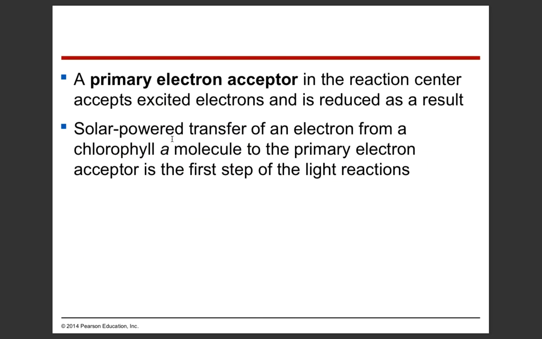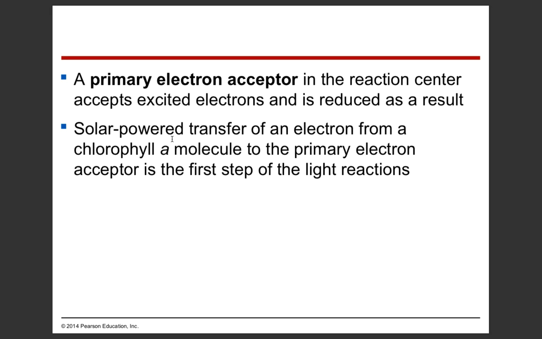Okay, a primary electron acceptor in the reaction center accepts excited electrons and is reduced. Again, reduction is gain. RIG, oil rig, reduction is gain. As a result, solar powered transfer of an electron from a chlorophyll A molecule to the primary electron acceptor is the first step of the light reaction. One more time for those of you in the back. We have light, it's coming in.